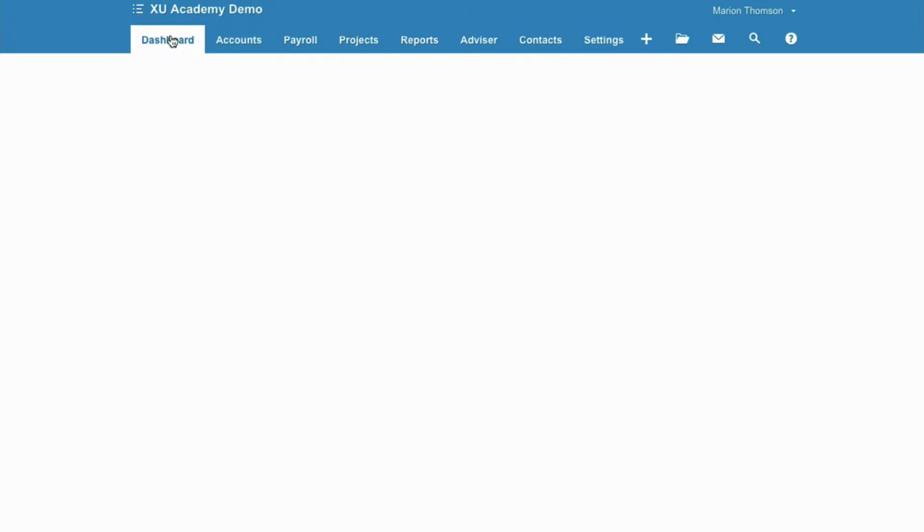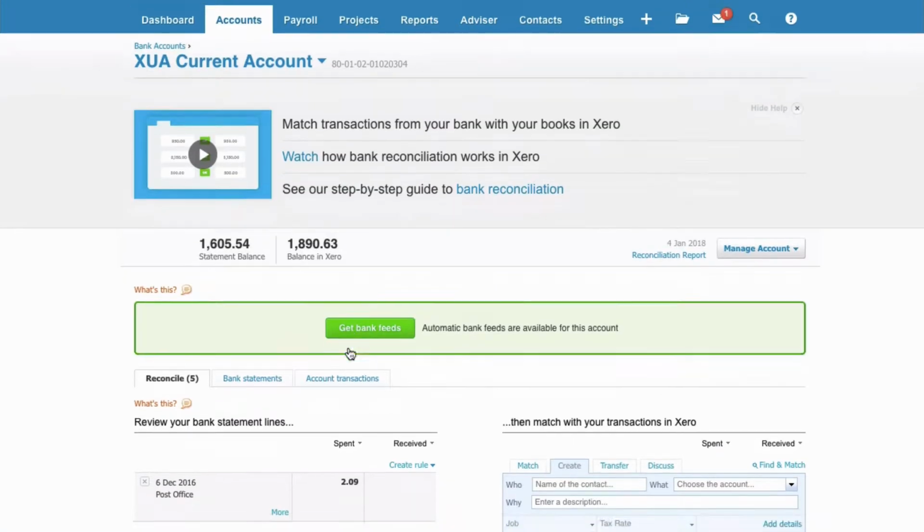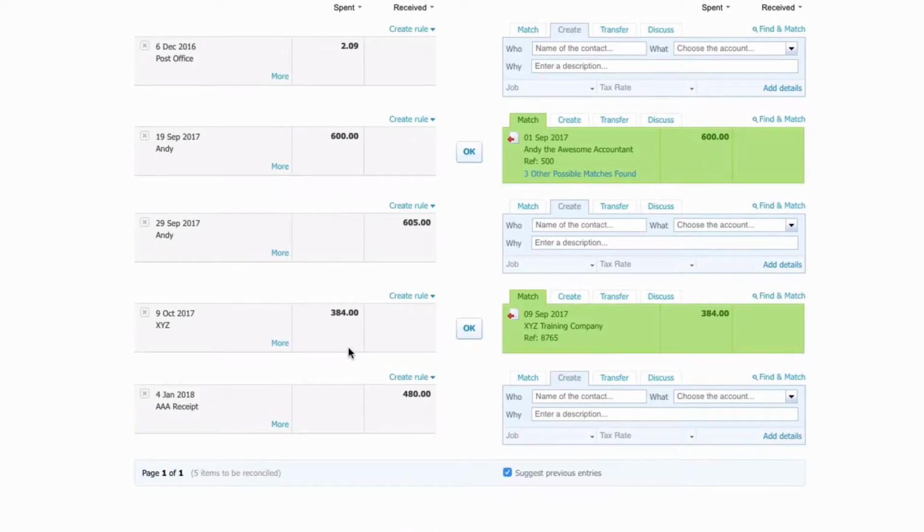So back to our dashboard and back to the bank reconciliation. So now, because we've had a look, we know it relates to invoice 67 and we know that half of it's been paid, but there's not a match in Xero because Xero would only look for an invoice valued at 480. So again, over to the right, and we need to choose find and match.